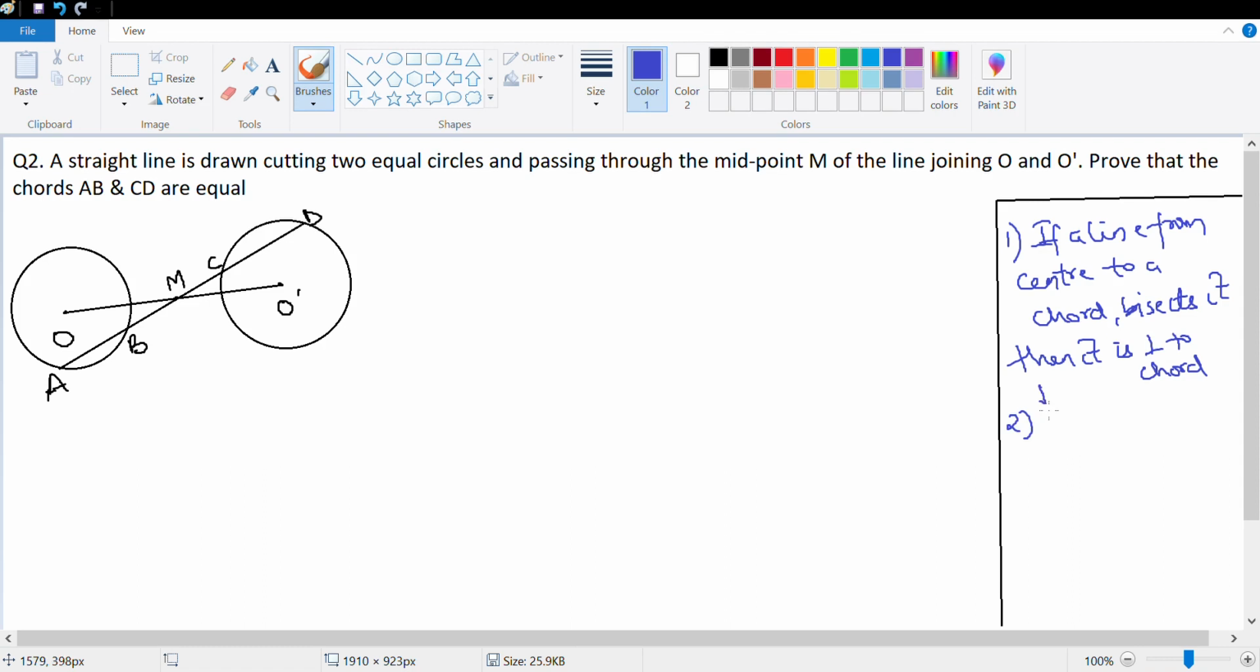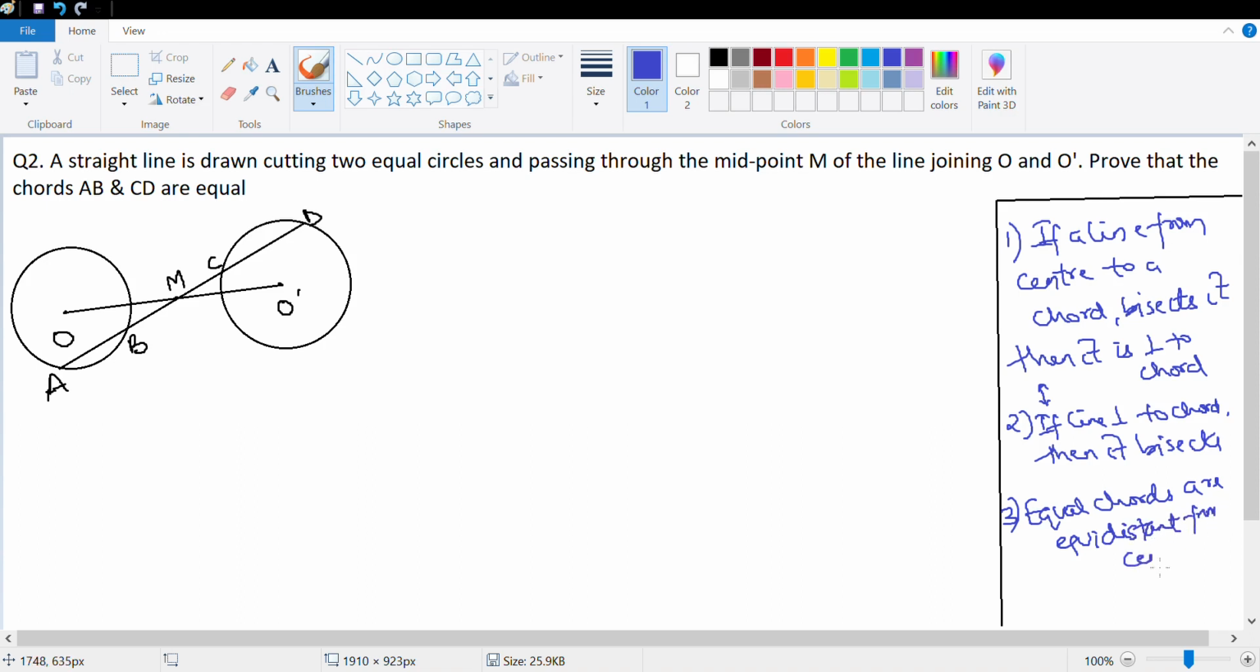The second one was the converse of this, which means if a line is perpendicular to a chord, then it bisects, which means we are talking about a line perpendicular to the chord starting from the center. Perfect. Next one was equal chords are equidistant from the center. So equal chords are equidistant from center.